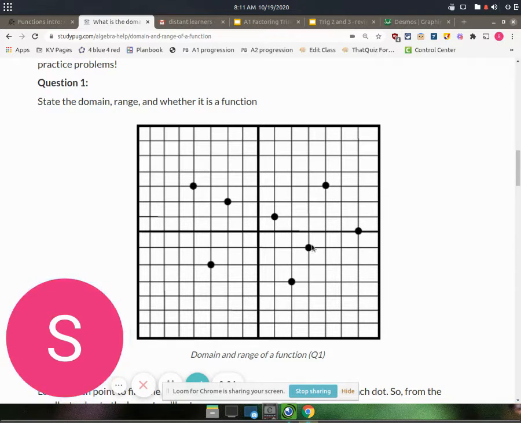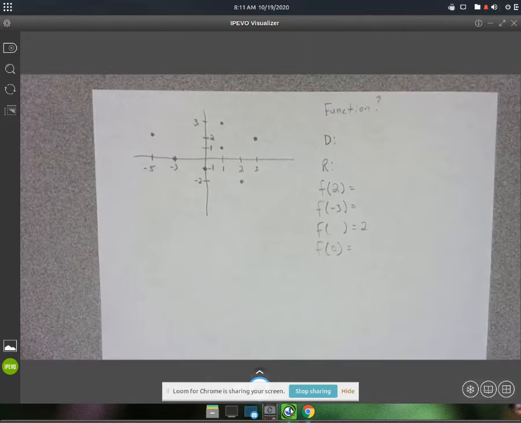So for instance, for that dot, if I asked you what f of 3 was, you'd go 1, 2, 3 over, and f of 3, so 3 is your input, and this would be your output, this y value. You'd say negative 1. If I asked you for f of 1, 2, 3, 4, 5, 6, it would be 0 because it's 0 up and down. I'll give you some problems here.